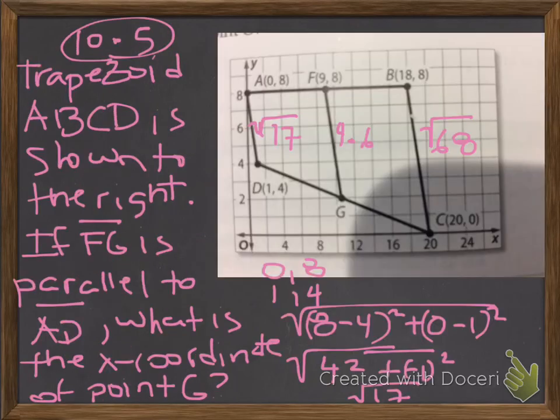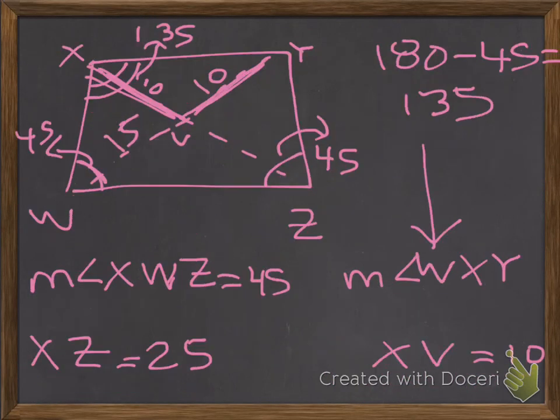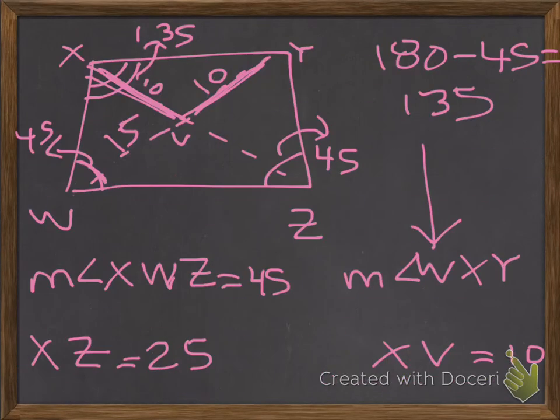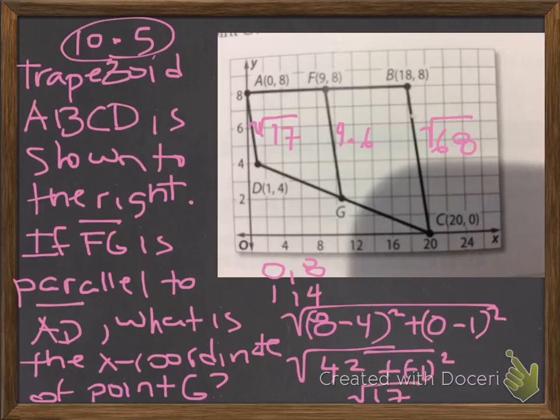The next problem we're going to do is related to kites. So we had two theorems related to kites. If we go back to the beginning: if a quadrilateral is a kite, then its diagonals are perpendicular. And if a quadrilateral is a kite, then exactly one pair of opposite angles is congruent. So we're going to use those theorems, keep those in mind.